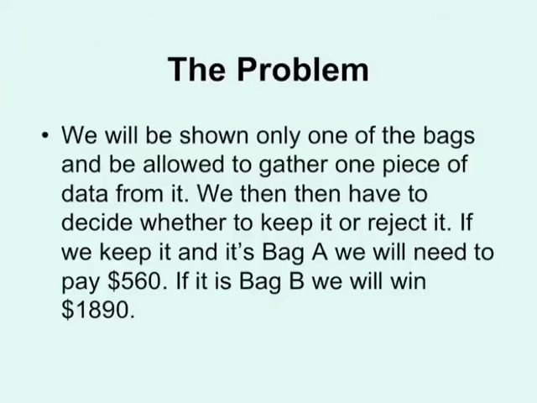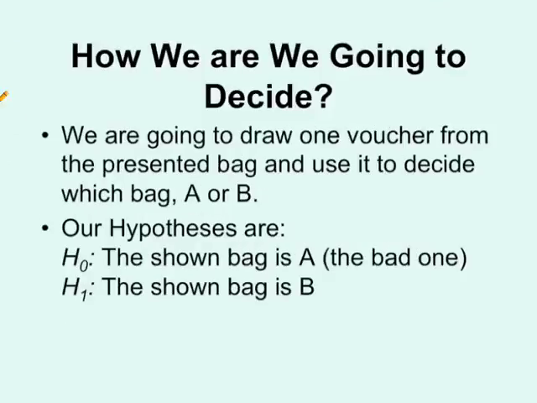So before we go any further with this, though, we're going to have to set up our hypotheses. Our null hypothesis is going to be that the shown bag is bag A. That's the bad one. That's the one that we end up owing a bunch of money, $580 roughly. The alternate hypothesis, which is the hypothesis we're hoping is true, is that the bag they gave us was bag B. If it's bag B, then we win about $1,800, right? So, draw one voucher. How are we going to decide which bag it is based upon the single voucher that we draw? Okay?